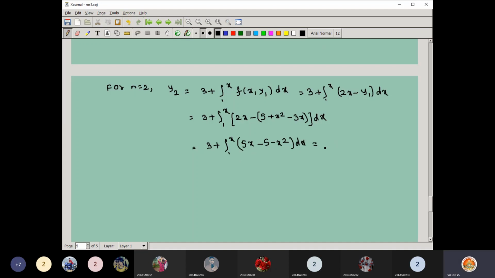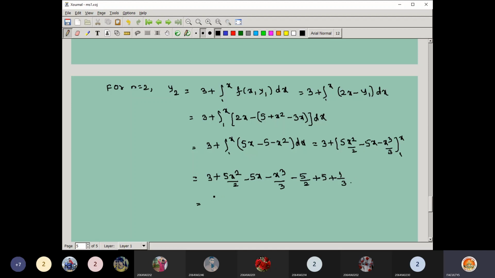So directly you do the integration, 3 plus. So 5 into x square by 2 minus 5x minus x cube by 3. So limits here it is 1 to x. So when I am substituting your upper limit, same as it is 5x square by 2 minus 5x minus x cube by 3. And when you go for lower limit, minus 5 by 2, that is plus 5 and plus 1 by 3.